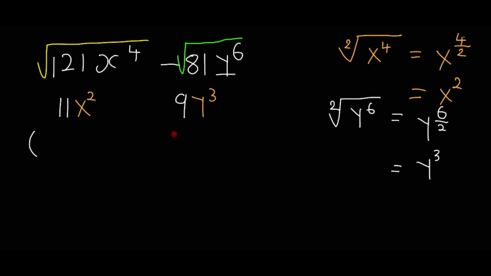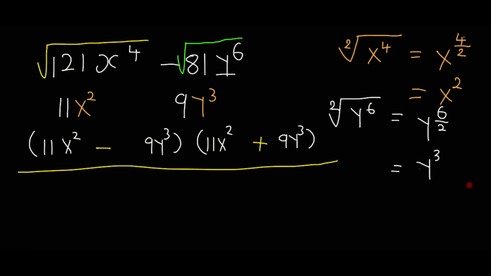And from there we will have two brackets, so we will have 11x squared and 9y cubed, 11x squared and 9y cubed, and then a minus and a plus. So this is our final answer. And then that's it for this tutorial.